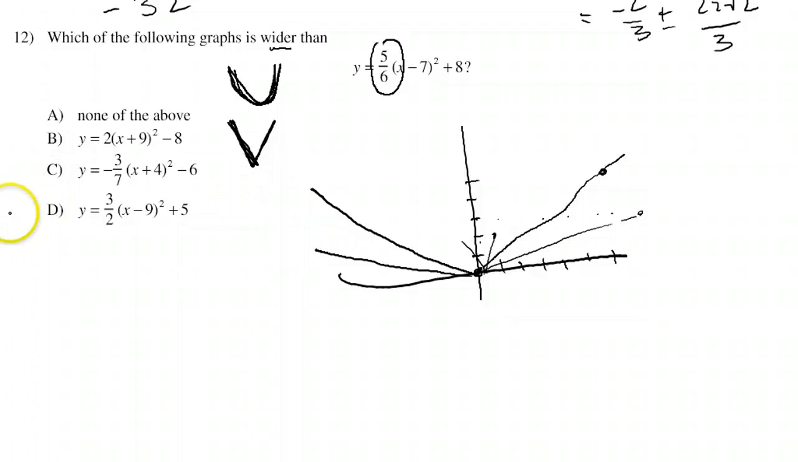So that looks like it's going to be my answer, but let's just double check the last one just to make sure. If I go up 3 over 2, it's up 1, 2, 3 over 1, 2. And we see, yeah, this one is narrower also. So my answer is going to be C.